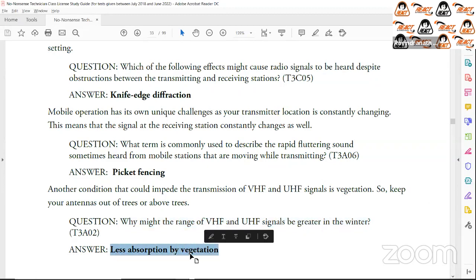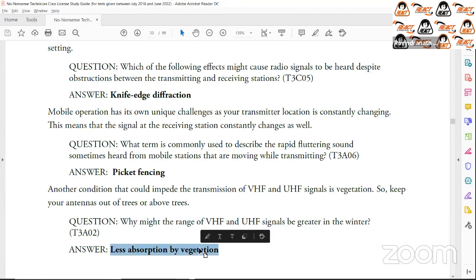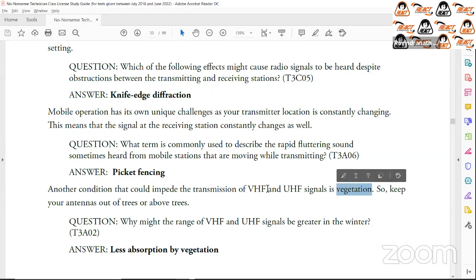Less absorption by vegetation. You know, in the winter, a lot of the trees drop their leaves and so on, right? So that's what they're trying to say, that the vegetation cover is less during winter. Right? A very tricky question that they're asking here. But the point that is made and the theory that you are learning is that vegetation definitely affects radio signals and particularly VHF and UHF signals. All right, so thank you very much for the question.